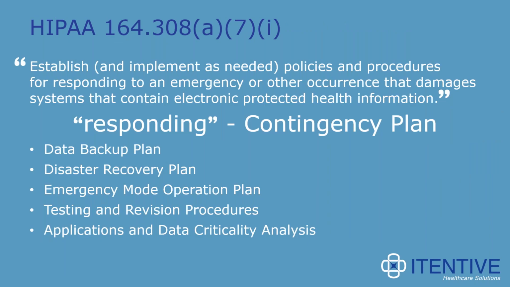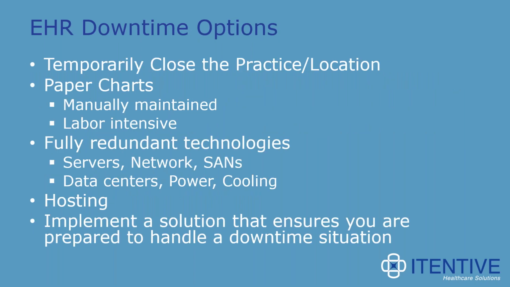Because we can have situations like this, HIPAA has a clause in it that requires us to have some type of contingency plan in place to address emergencies or situations like this when we lose access to our systems. So if we have a downtime situation, what does that mean? What are our options when something like that happens?